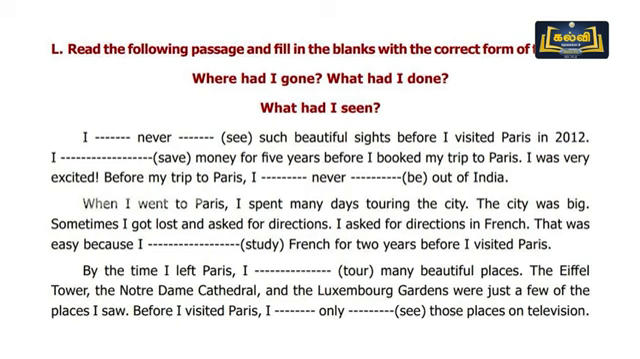Read the following passage and fill in the blanks with the correct form of verb. Here, we are going to fill in the correct form of verb. Where had I gone? What had I done? What had I seen? See, where had I gone? What had I done? What had I seen? So, accordingly, we are going to fill in the blanks. See, in brackets the verb is given and accordingly you will fill in the blanks.